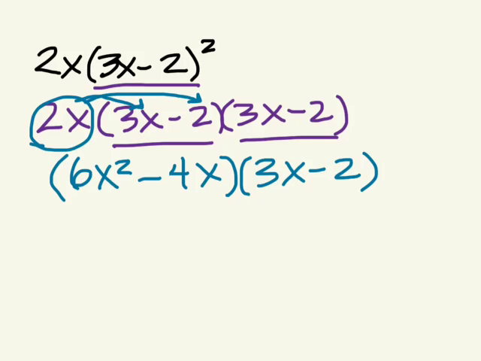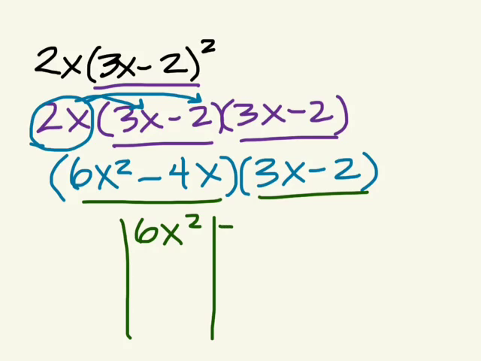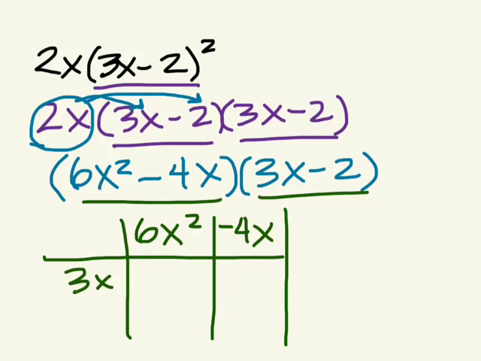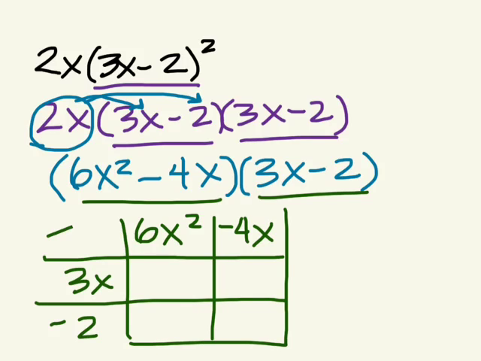Now you set up an expansion box with this because you have a family times a family. So your expansion box would be 6x squared minus 4x, because that's the other term. And then you also have on the other side 3x minus 2. Okay? So you want to fill out your expansion box and then combine like terms.